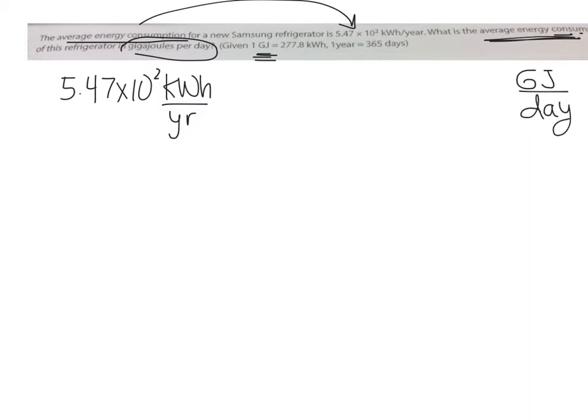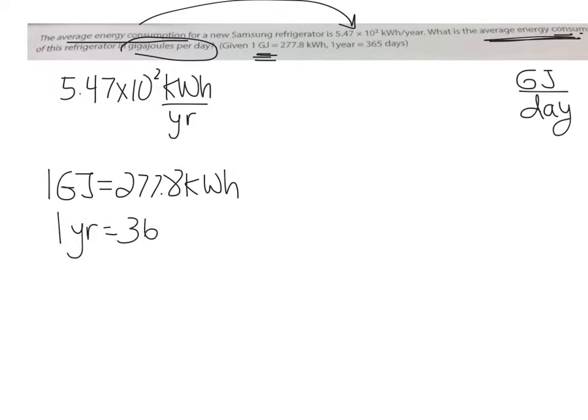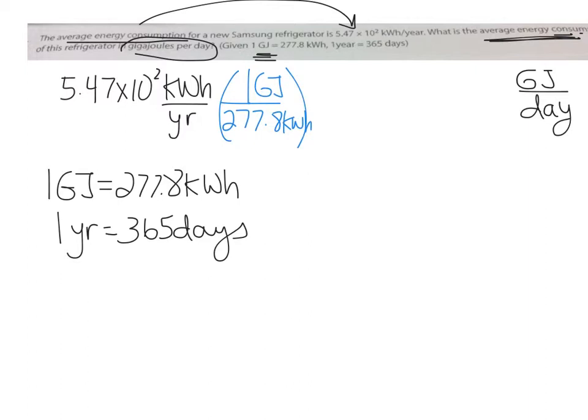So it's a conversion, and we're told, another piece of information we're given, 1 gigajoule is equal to 277.8 kilowatt hours. Well, that's good because we're going from kilowatt hours to gigajoules, so that's an easy one. And we're also told that 1 year is equal to 365 days, which I think you knew. So now if we do this conversion, we'll put in that 1 gigajoule is equal to 277.8 kilowatt hours. So we'll put kilowatt hours on the bottom, 1 gigajoule on the top. And then we want years to go away, so that's going to go on the top. 1 year is equal to 365 days.